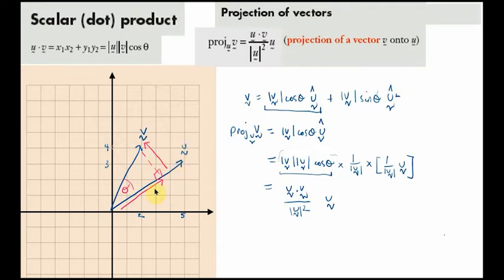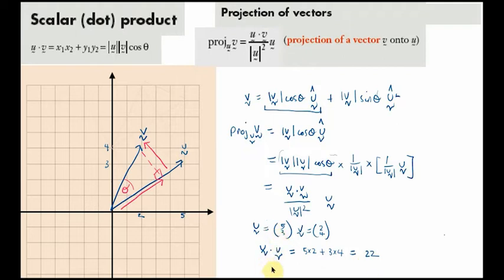So let's just look at that dot product in component form. We've got V equals 2, 4, and U equals 5, 3, and U dot V, the scalar dot product, is x1 x2 plus y1 y2, so it's 5 times 2 plus 3 times 4 equals 10 plus 12, 22.